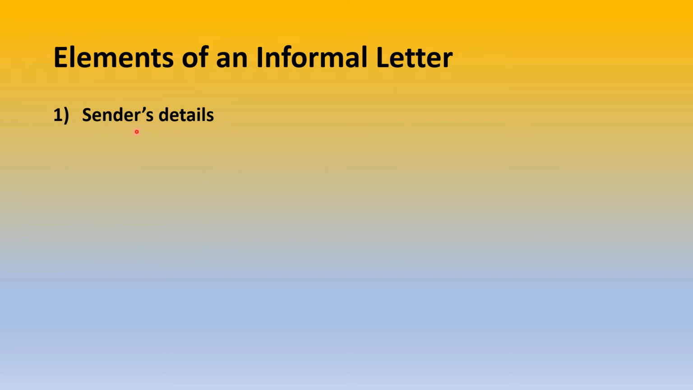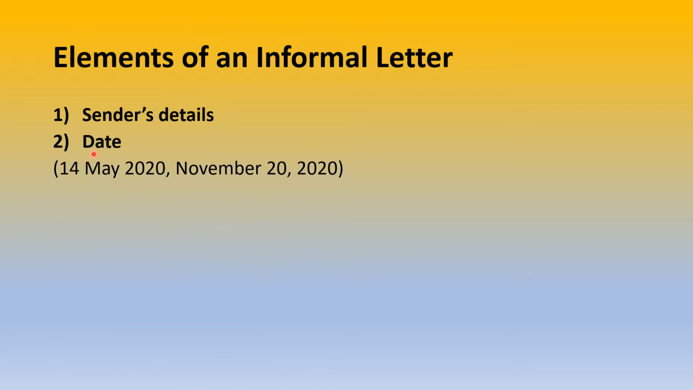First, the sender's address or the sender's details are written. Secondly, the date is mentioned. There may be two different ways of mentioning the date. They are following. First, you mention the date and then you mention the month and then the year is mentioned. You can also mention the date like this. First, you mention the month and then you mention the date. After the date, you put a comma and then the year is mentioned.